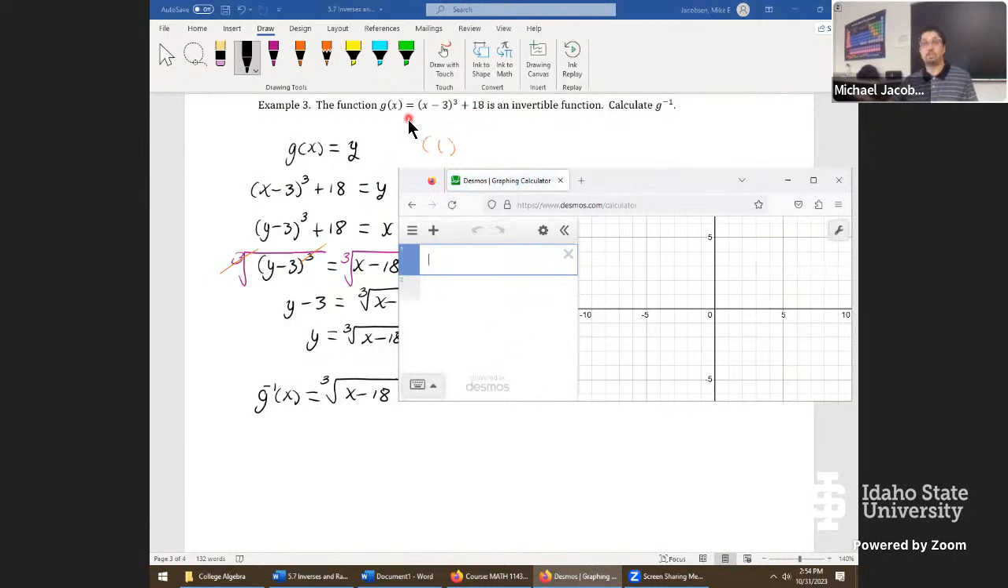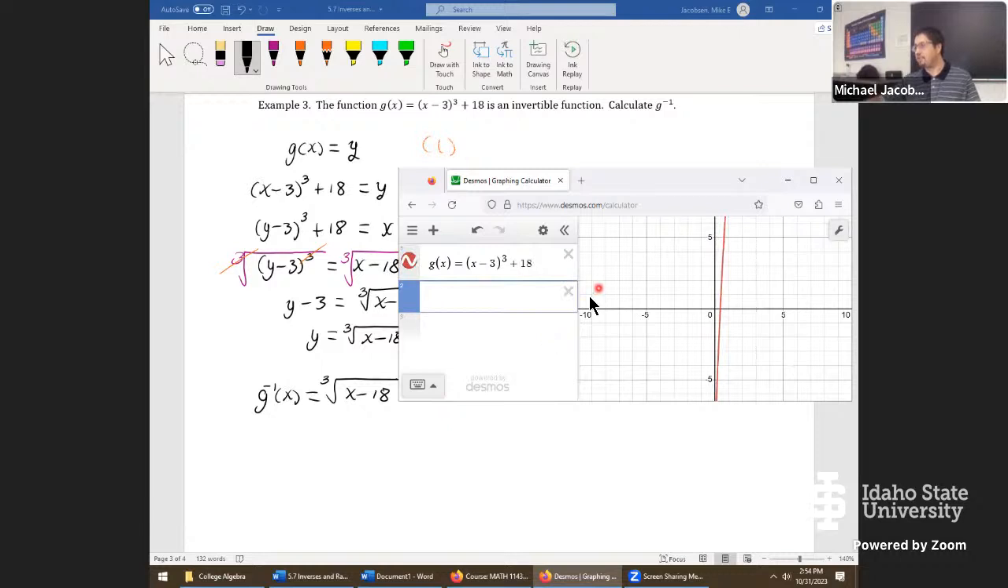So first thing we put in is just the original function. It's equal to (x minus 3) cubed plus 18. They told us it's an invertible function, and at this stage, I'd probably trust them. It looks like it passes the horizontal line test, allowing for invertibility.